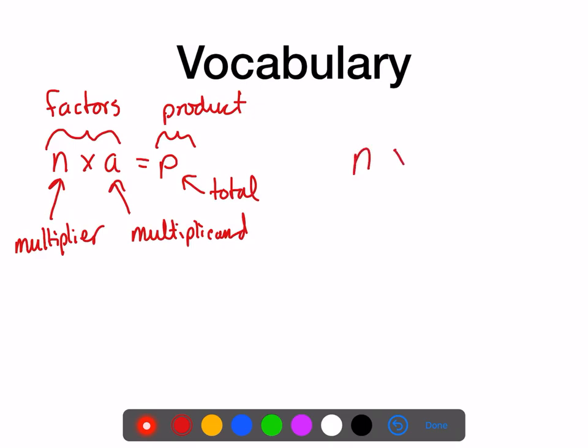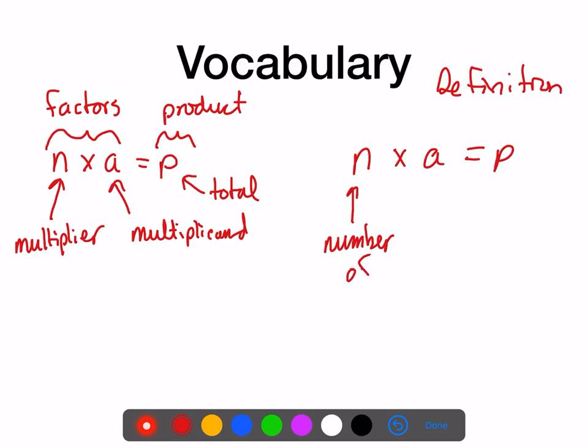Back to our definition. To summarize, we have n is the number of groups. We have a is the size of group. And then p is going to be the total.